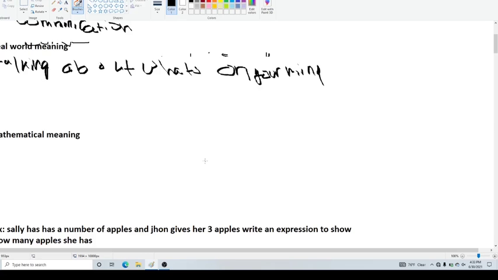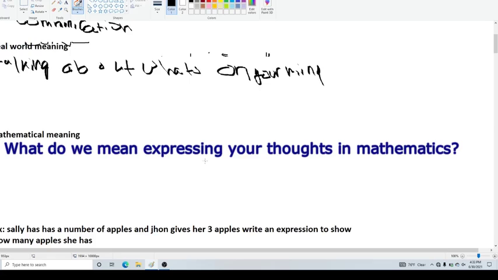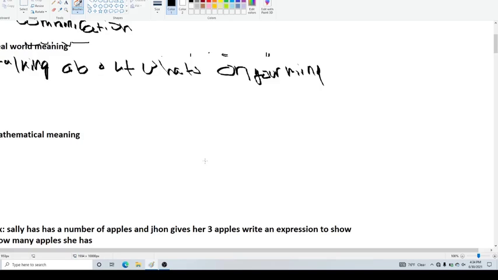So now let's take this into a mathematical meaning. So what do we mean by expressions in mathematics? Because we can't just talk about everything that's on our minds in a mathematical sense, because numbers need quantity. And for us to have quantity, we need arithmetic. So a mathematical meaning for an expression is just a statement that we use to show quantity.